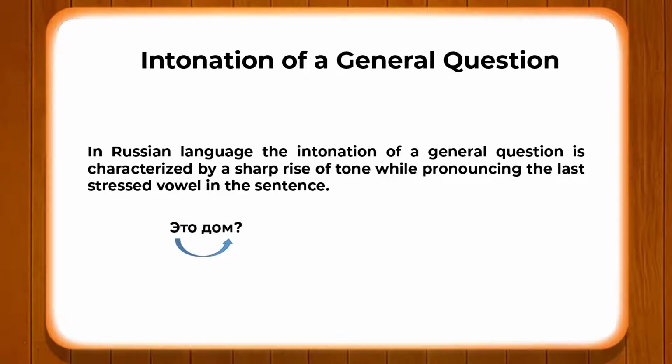Eta dom? Da, eta dom. So, in the first sentence where the person is asking a question, "eta dom", there is a rise in the tone, whereas when answering the question, "da, eta dom", there is a fall in the tone. Likewise, this rise and fall in the speech or the tone is intonation.